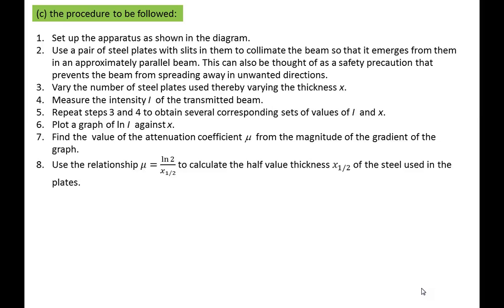So then the cycle is that you repeat these steps. You change x, measure I, change x, measure I, to obtain several corresponding sets of I and x. Then, as deduced, you plot the graph of ln I against x. Then you find mu from the magnitude of the gradient of the graph. And then you use this relationship to find x half.